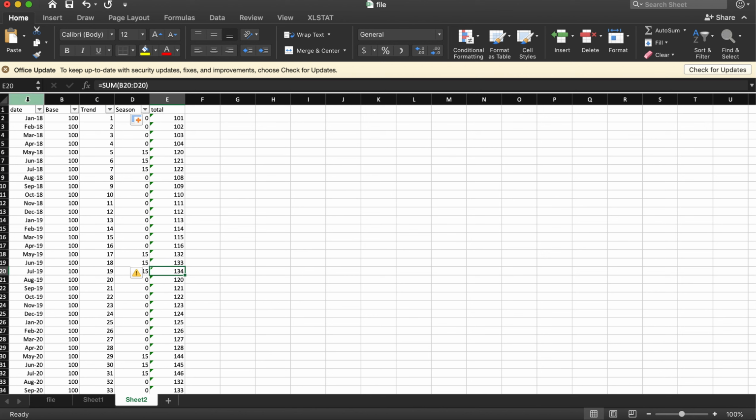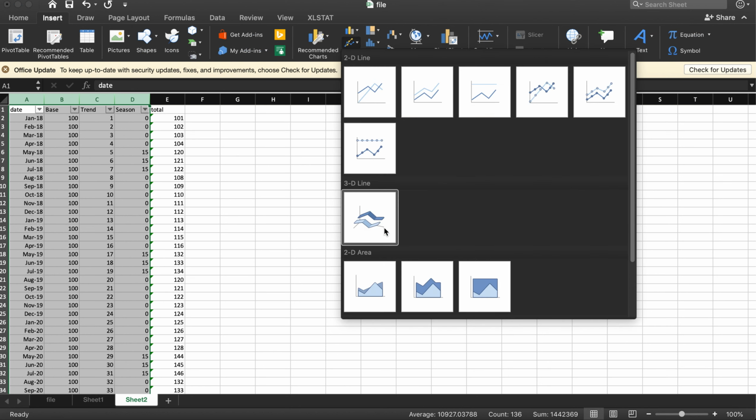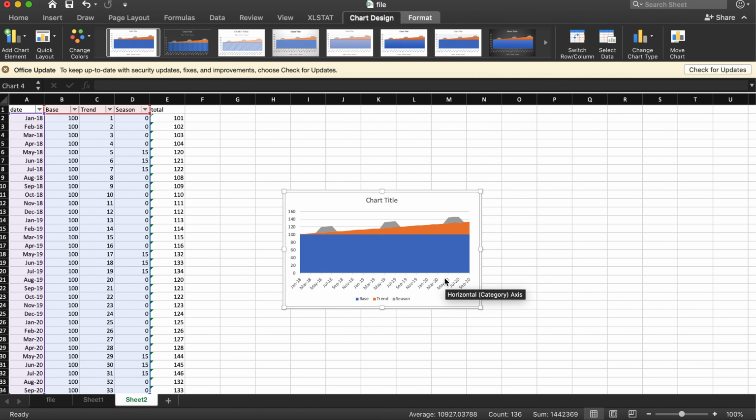And we can plot this. We just take a look at the area plot. You can see the blue is the base. That's every month we sell 100. The orange is our increase over time. That's our trend. We're overall selling more. And the little gray humps here represent the summertime when we do better.